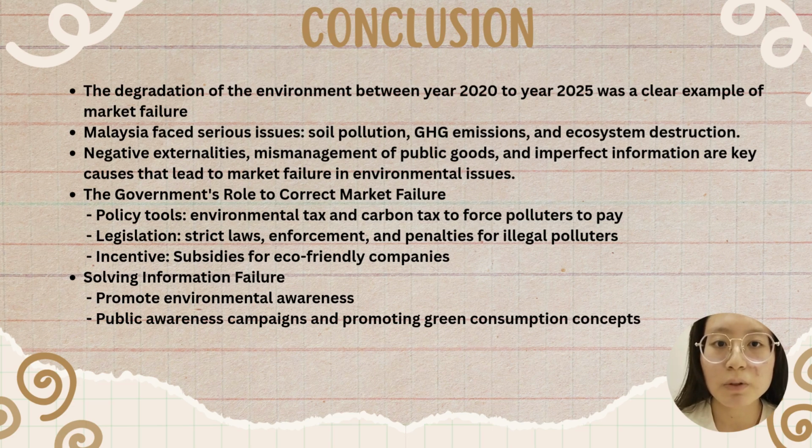The first one is policy tools: environmental tax and carbon tax to force polluters to pay. Second, strict law enforcement and penalties for illegal polluters. Subsidies for eco-friendly companies. To solve information failure, the government promotes environmental awareness through public awareness campaigns and promoting the green consumption concept.